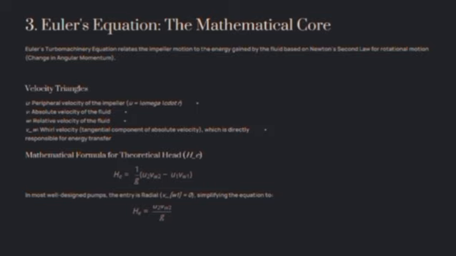Euler's equation, the mathematical core. Euler's turbomachinery equation relates the impeller motion to the energy gained by the fluid, based on Newton's second law for rotational motion: change in angular momentum.